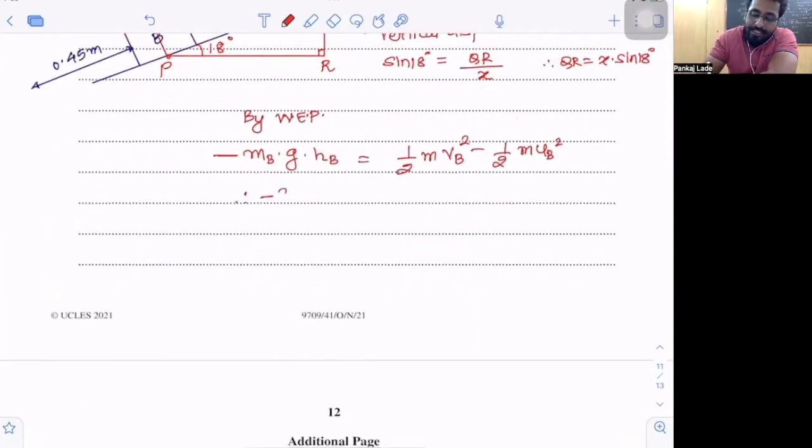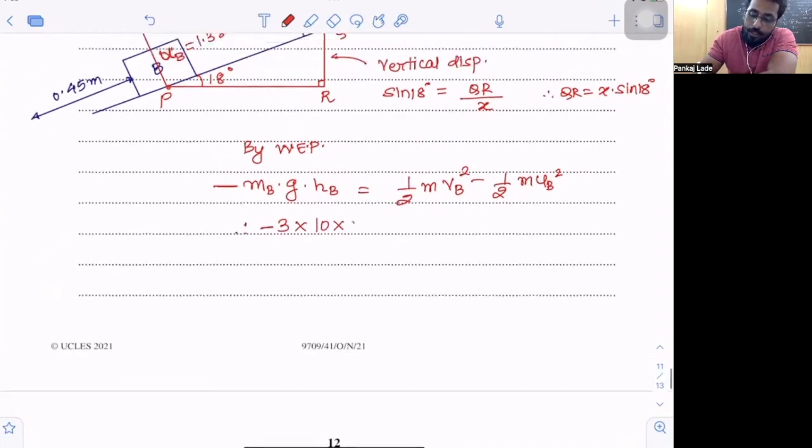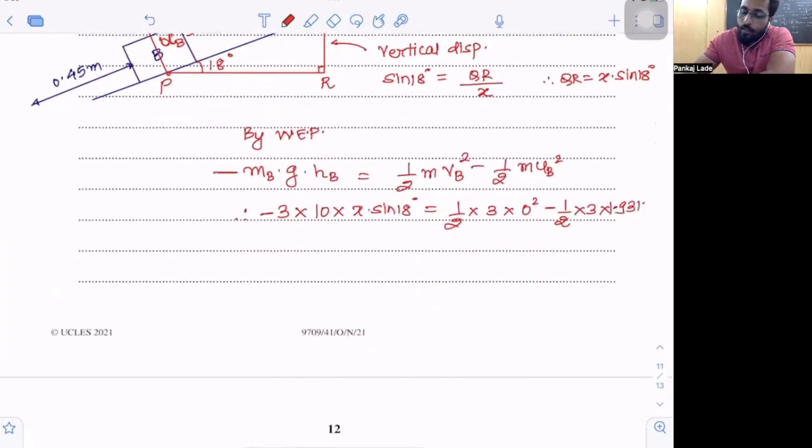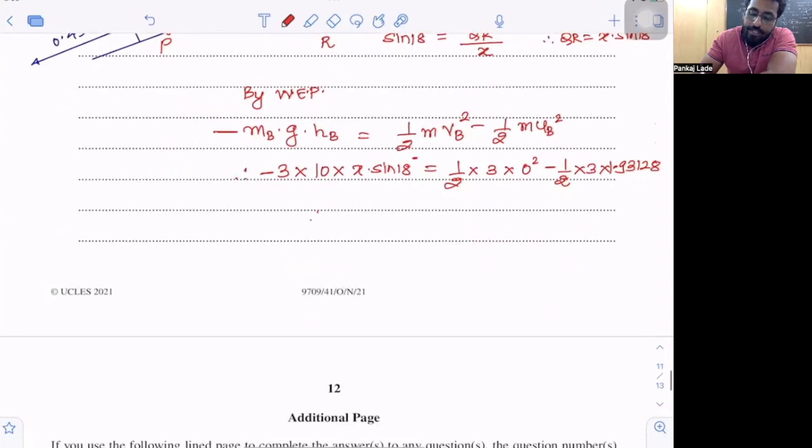So minus mass of B, that's 3, G is 10, height of B is x times sine of 18 degrees, equals 1/2 times mass of B, which is 3, times VB which is 0 squared, minus 1/2 times 3 into U squared. So U squared was 1.93128. So finally, I'm going to simplify, students. X is given by what? So I have 1.93128 multiplied with 3 divided by 2. That's the right hand side.